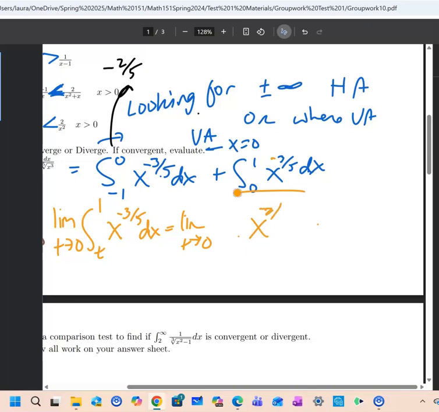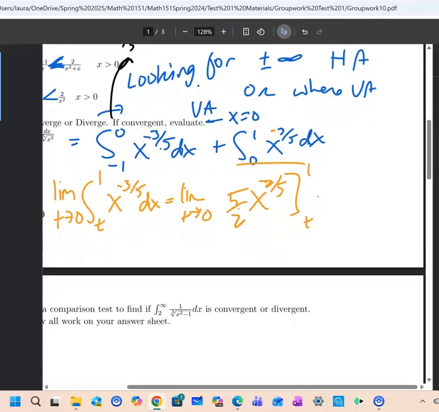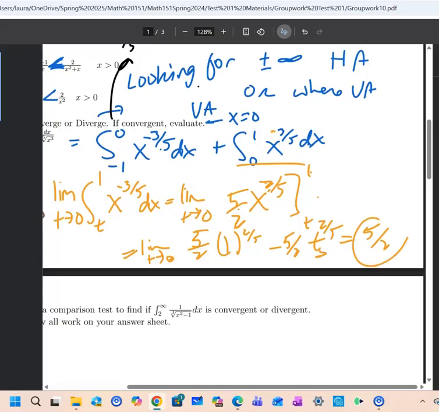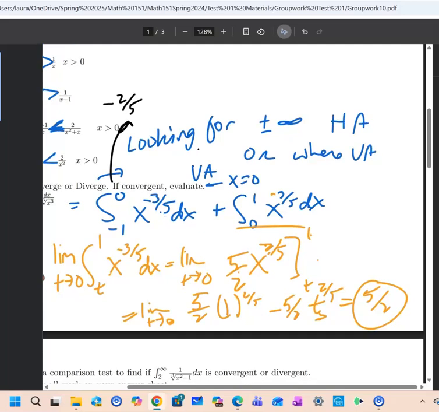So I get 2/5 here, and then 5/2 here. Okay, and then I'm going to plug in t and 1. So that limit is t goes to 0. I'm going to plug in the 1, so I get 5/2 times 1 to the 2/5 minus 5/2 t to the 2/5 power. So that gives me just 5/2. It's good because when I plug in t equals 0, that's gone. So that's the answer from the second part. This is the answer from the first part. And so I add those together, and that is the integral.